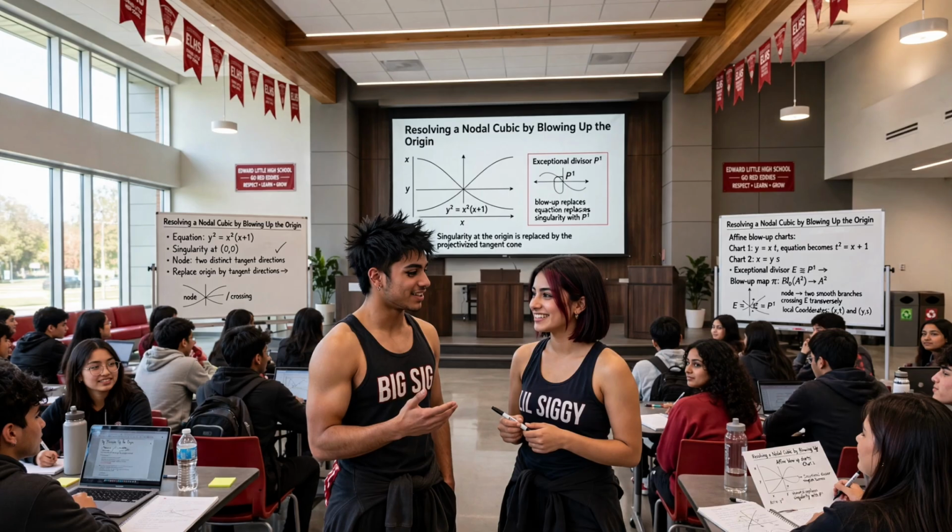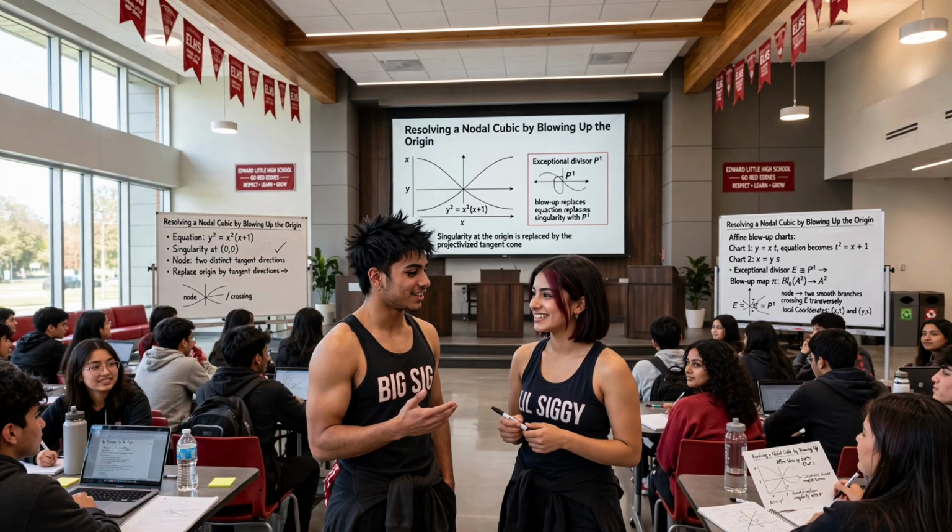A single blowup worked beautifully today because our singularity was a node. The crucial characteristic of a node is that the crashing branches have distinct slopes. One was 1, the other was -1. They were practically begging to be separated by height. But the universe of algebraic geometry is filled with much more stubborn singularities. What's an example of a stubborn one?